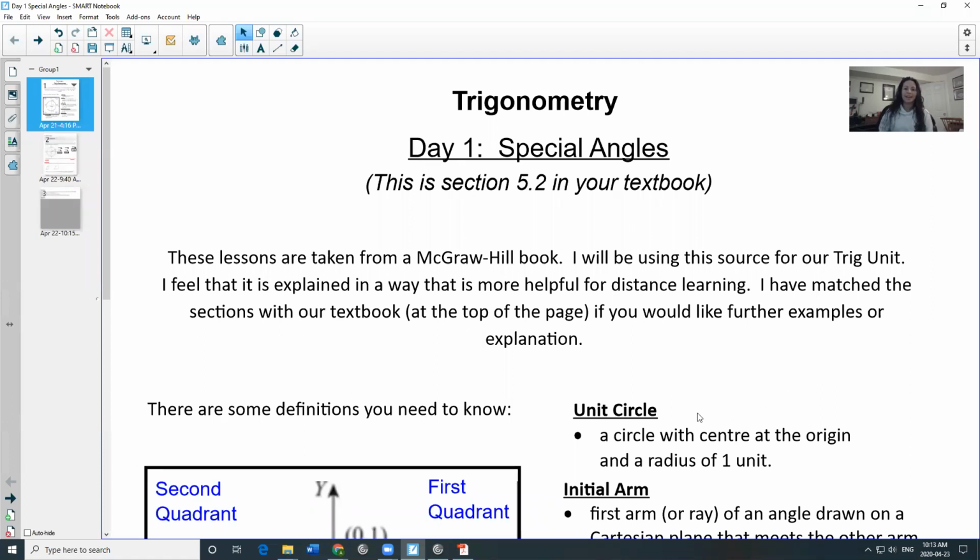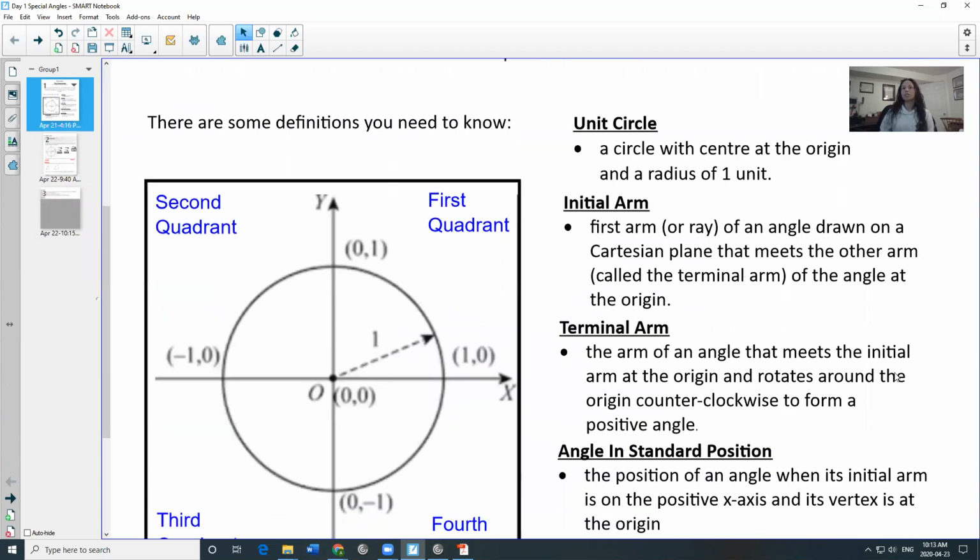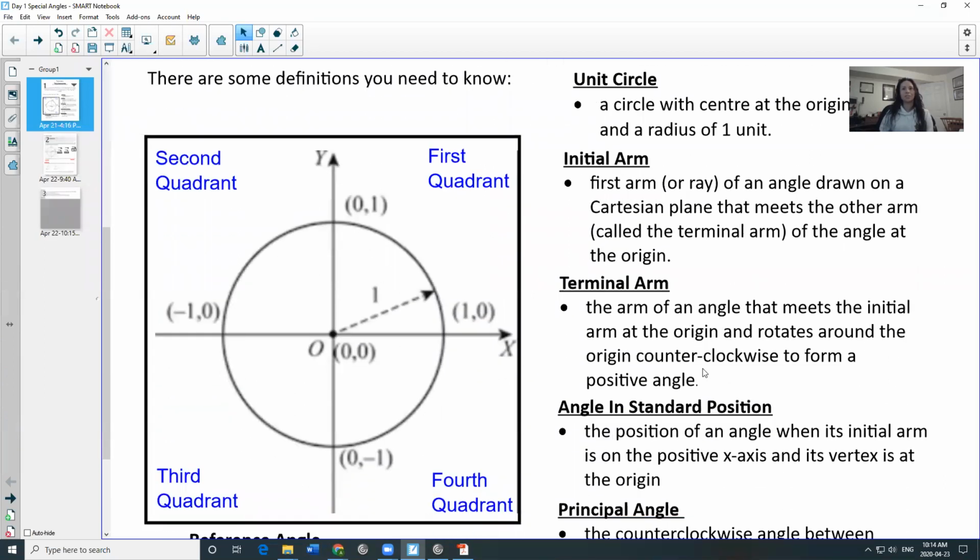Today we're going to be looking at special angles. Before we get into any of the special angles, there's a few definitions that we need to know. It'll just take a minute and then we'll get into the stuff for today's lesson. Okay, definitions and things you need to definitely be introduced to.